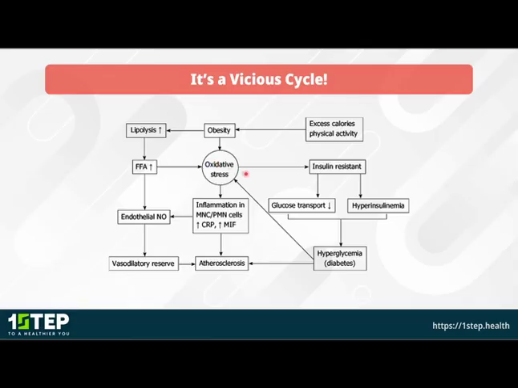More OS means IR and more IR means more OS. That's a vicious cycle right there. But more IR also means less glucose transport from blood to the cells and high blood insulin. That leads to high blood sugar, which increases OS. More FFAs and more OS means less endothelial nitric oxide. That means higher blood pressure, which increases the risk of heart disease.